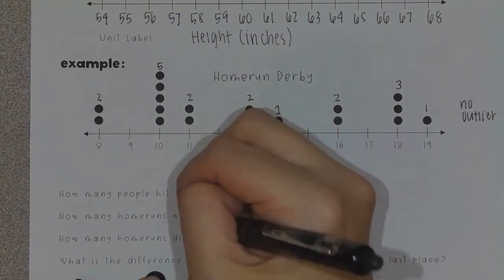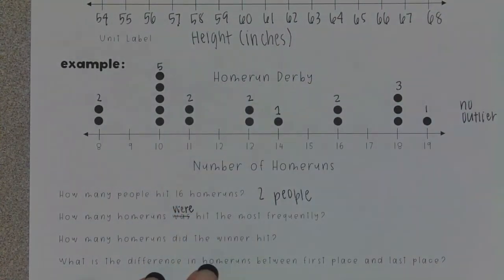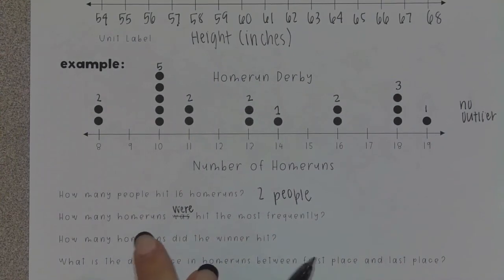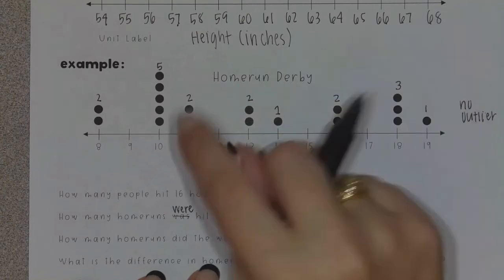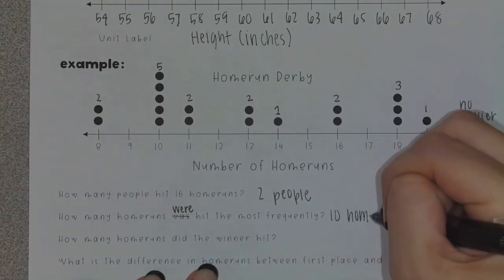How many home runs? Oh, that's a typo. That's supposed to say were hit. That's a bummer. How many home runs were hit the most frequently? That would be 10 because it's got the most dots above it. So 10 home runs.